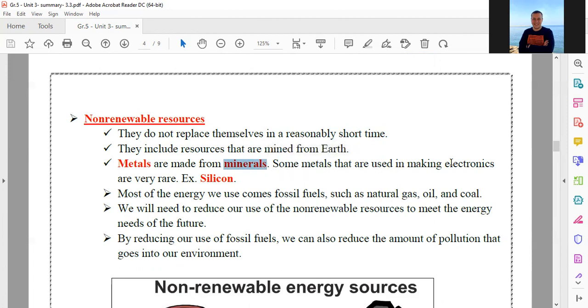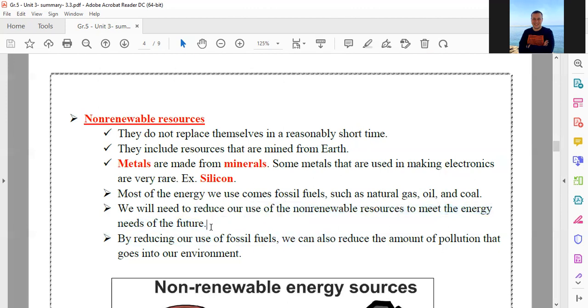Some metals that are used in making electronic devices like laptops and mobiles are very rare, meaning they are found in a very small quantity, like silicon. Most of the energy that we use comes from fossil fuels. Yes, the fossil fuel is like natural gas, oil, and coal. We will need to reduce our use of the non-renewable resources to meet the energy needs of the future.